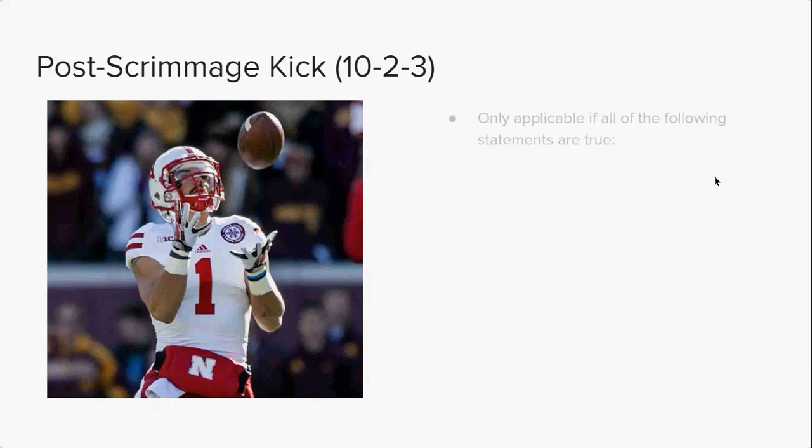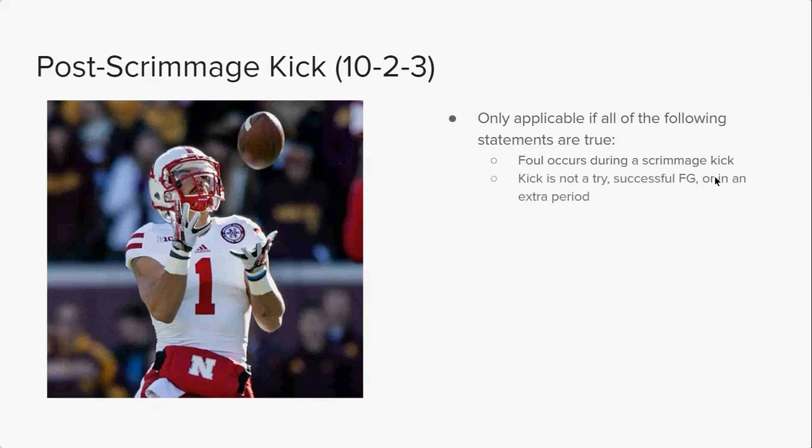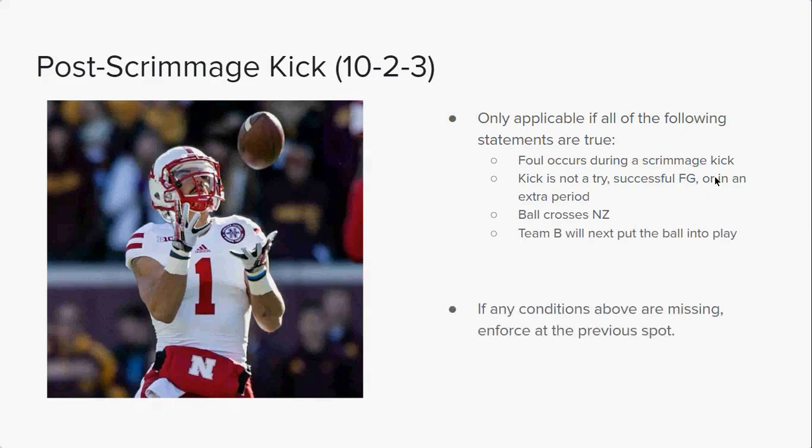Let's talk about post-scrimmage kick fouls. PSK is only applicable if all of the following statements are true. The foul has to occur during a scrimmage kick. The kick cannot be a try, a successful field goal, or in an extra period. It could apply on an unsuccessful field goal, however. The ball has to cross the neutral zone, and Team B will next put the ball into play. If we're missing any of those conditions, we enforce the penalty at the previous spot.